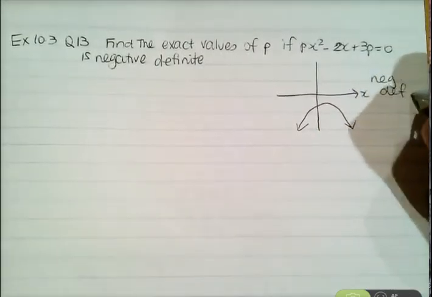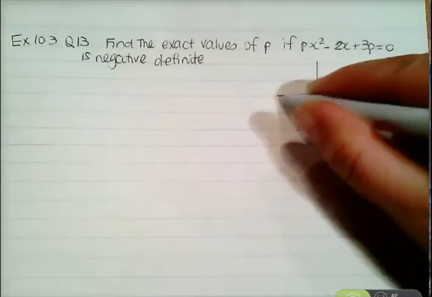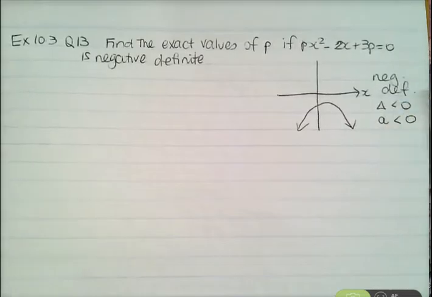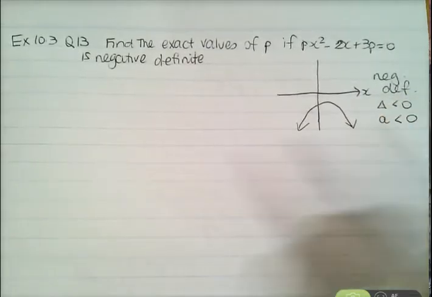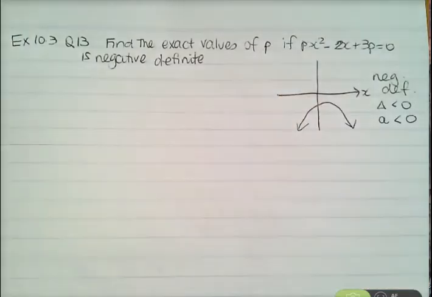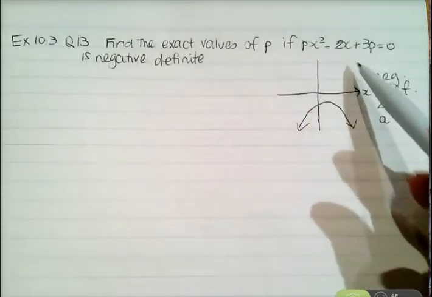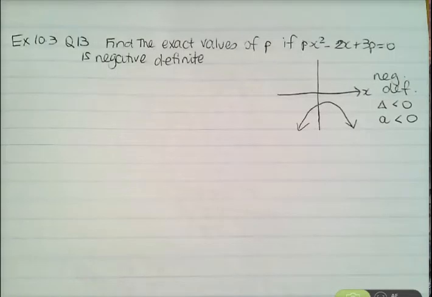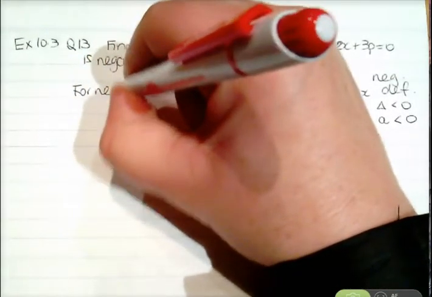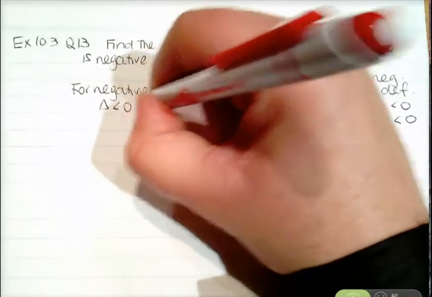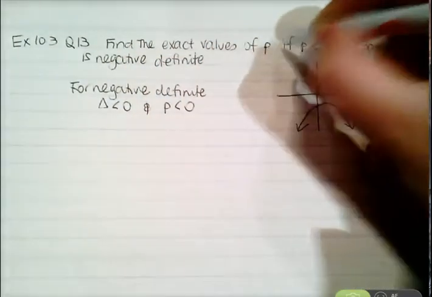So negative definite, we can see that the discriminant is less than 0 because there's no real roots, and we can see that a, the coefficient of the x squared term, is also less than 0. But our a in this case is p, so p must be less than 0. Let's work with the discriminant first, and then we'll make sure that whatever values of p we get are always less than 0 as well. So for negative definite, the discriminant is less than 0 and p must be less than 0.